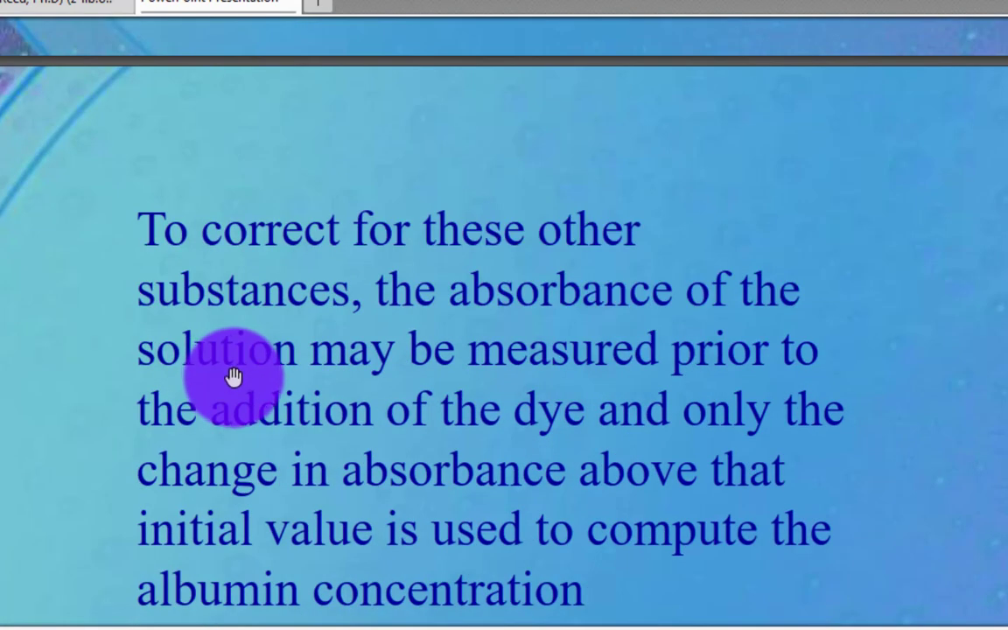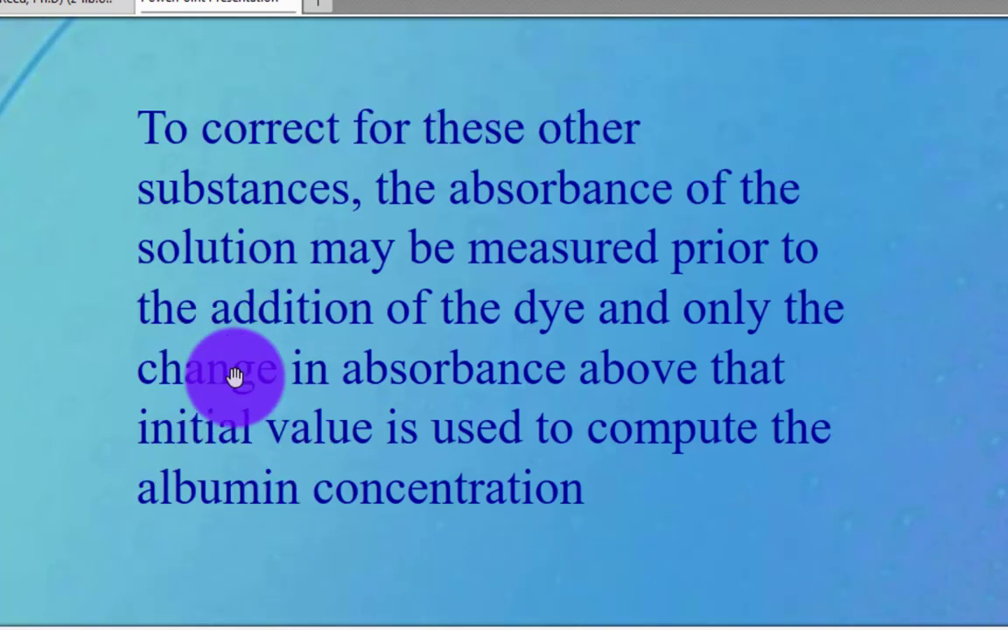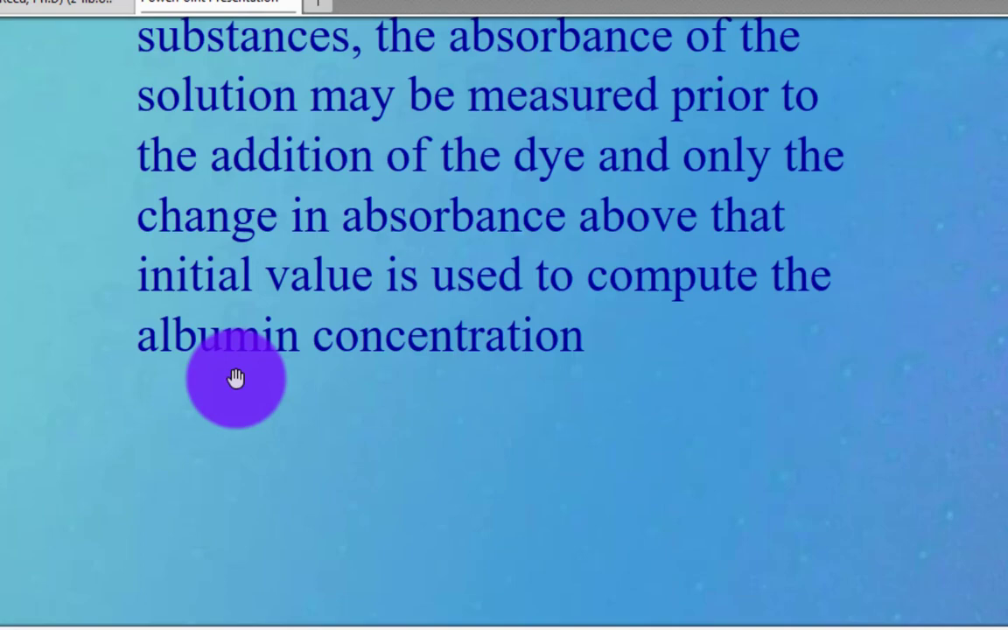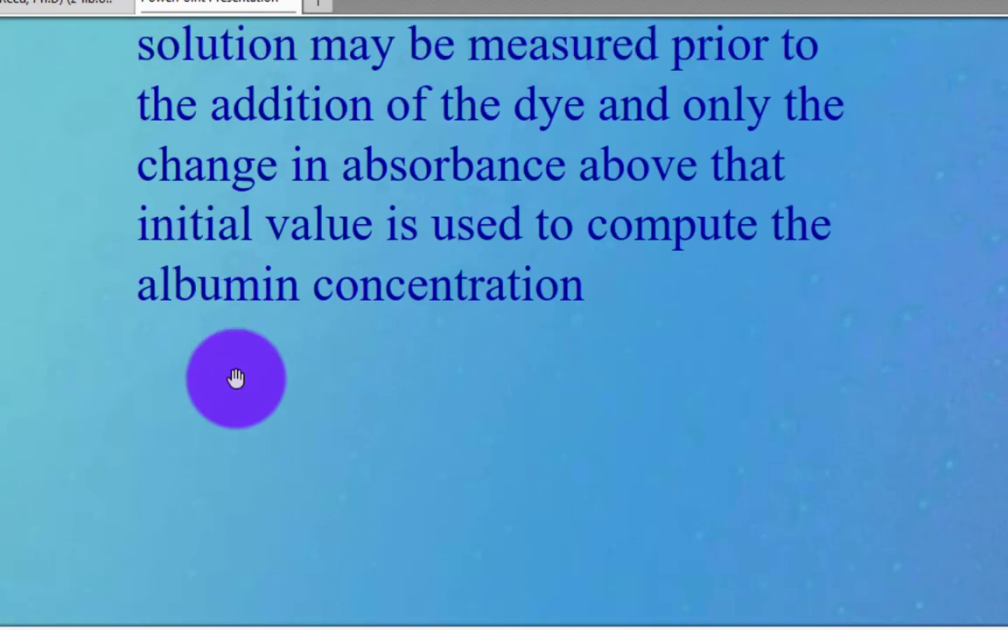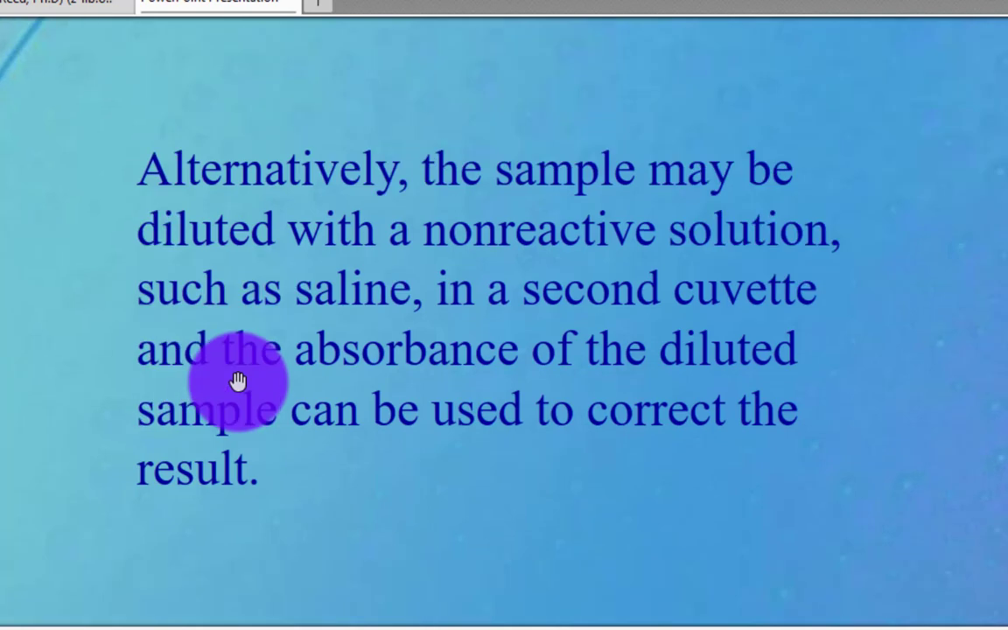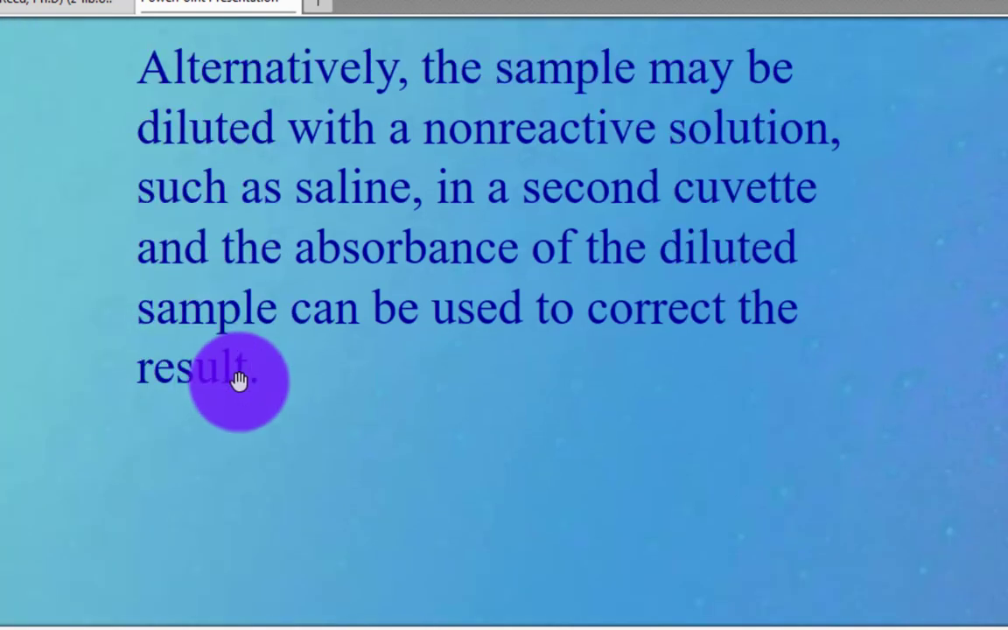To correct for these other substances, the absorbance of the solution may be measured prior to the addition of the dye, and only the change in absorbance above the initial value is used to compute the albumin concentration. Alternatively, the sample may be diluted with non-reactive solutions such as saline in a second cuvette, and the absorbance of the diluted sample can be used to correct the result.